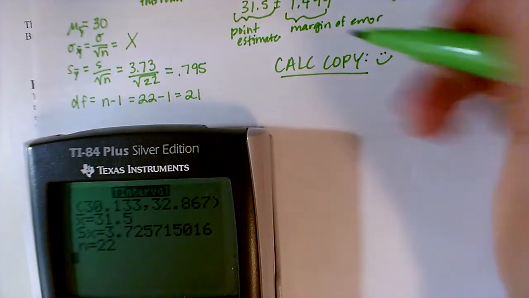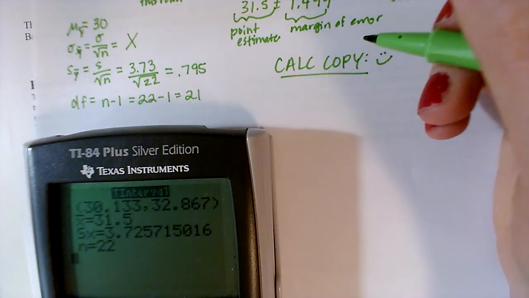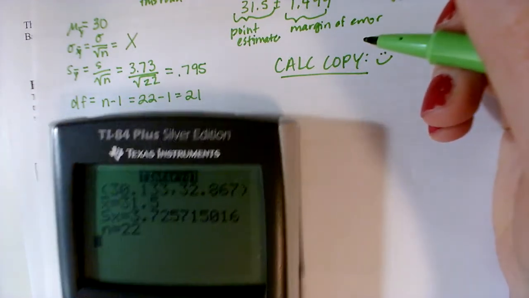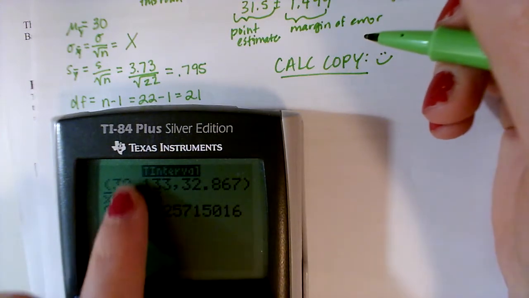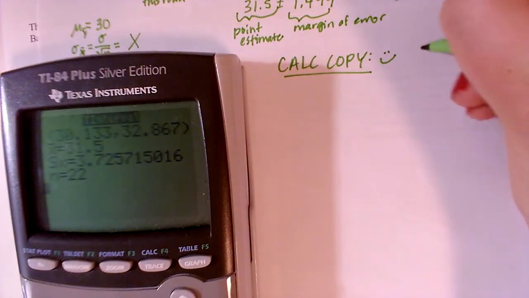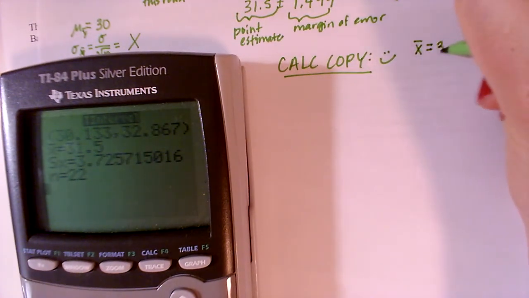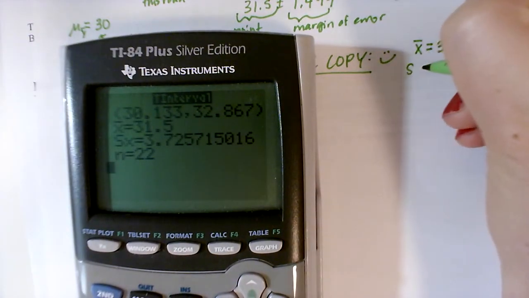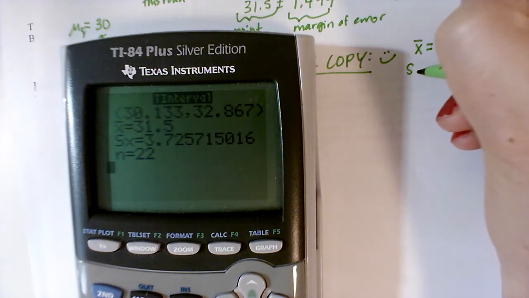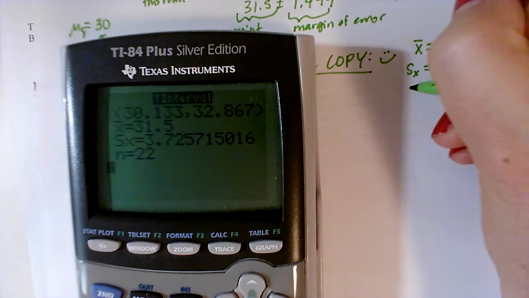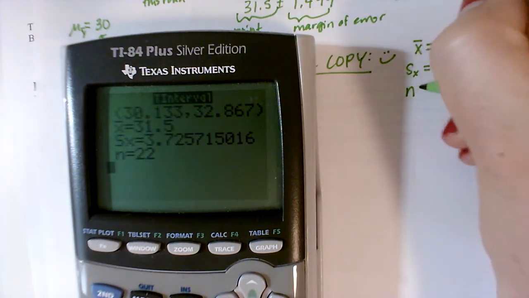Well, this is what I'm going to say. Please make sure that when you do this interval, you have the degrees of freedom written down somewhere. So here's what I'm going to do. I'm going to write x bar equals 31.5, s of x, which is my standard deviation, equals 3.73, and n equals 22.